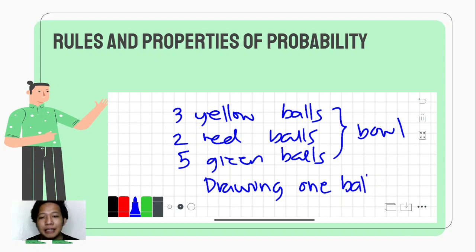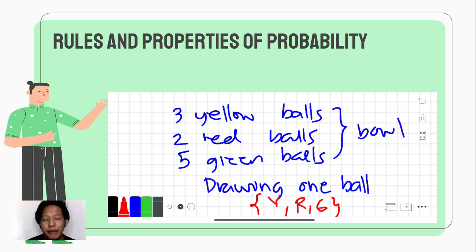Kukuha lang tayo ng isang ball mula dun sa bowl natin. Okay? So, that is our experiment. So, what are the possible outcomes? Yung nasa sample space natin. So, sa sample space natin is we either get a yellow ball, or a red ball, or a green ball. So, these are our possible outcomes na nasa sample space natin.